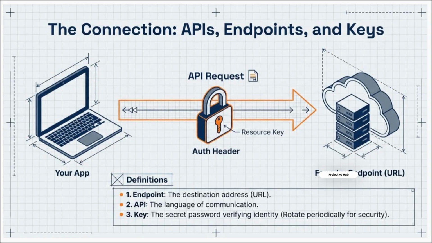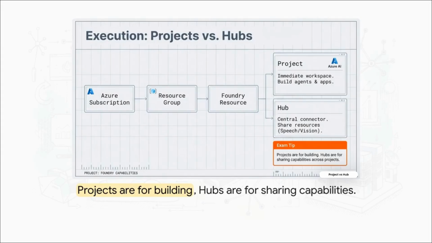Okay, one last important distinction when you're working in Foundry on Azure. You need to know the difference between a project and a hub. A project is your hands-on workspace for building agents and applications. A hub, on the other hand, is a central connector that lets you share resources, like maybe a pre-configured speech service, across a whole bunch of different projects. So for the exam, just remember this. Projects are for building, hubs are for sharing.